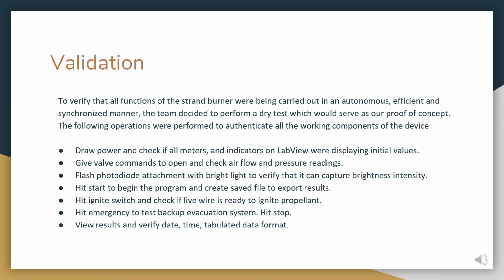Draw power and check if all meters and indicators on the LabVIEW were displaying initial values. Give valves command to open and check airflow and pressure readings. Flash photodiode attachment with bright light to verify that it can capture brightness intensity. Hit start to begin the program and create save files to export results. Hit ignite switch and check if live wire is ready to ignite propellant. Hit emergency to test backup evacuation system. Hit stop. View results and verify date, time, and tabulated data format.